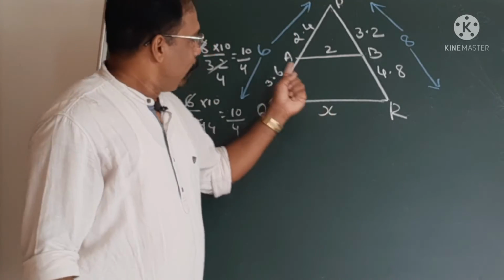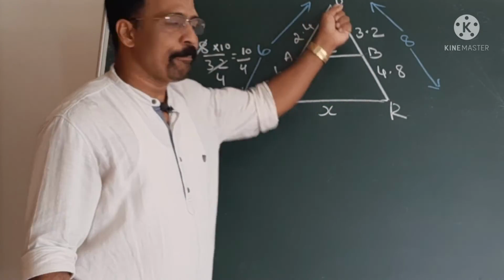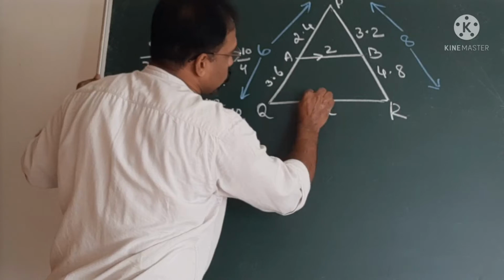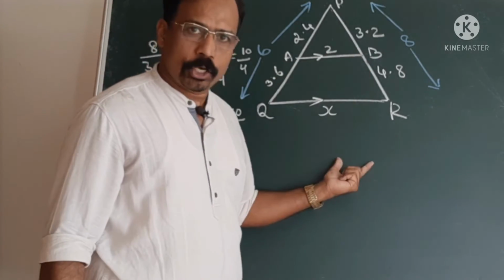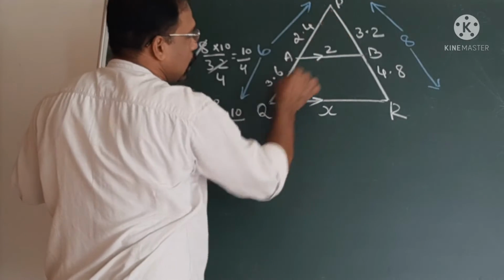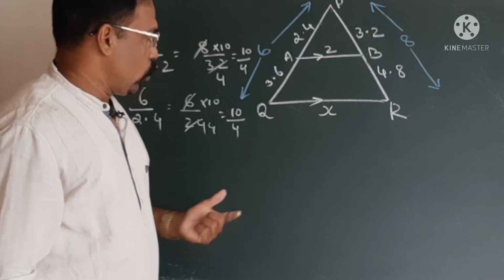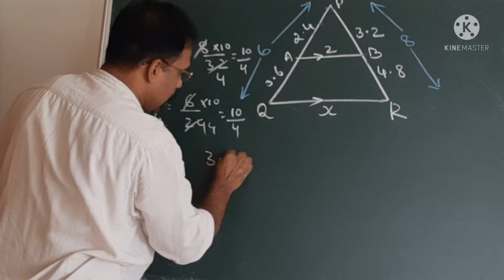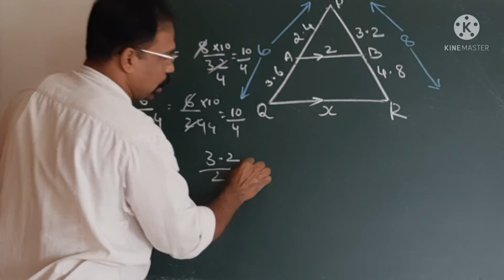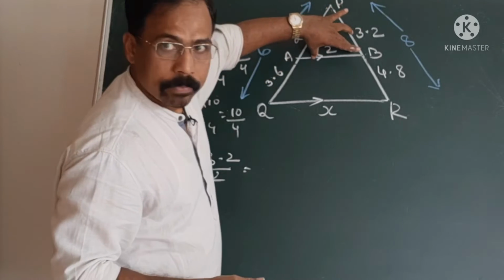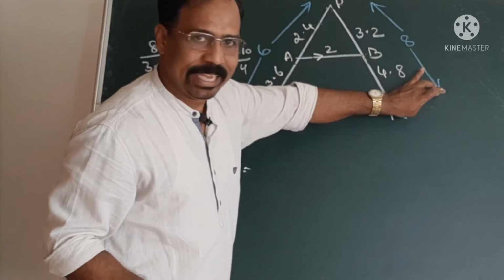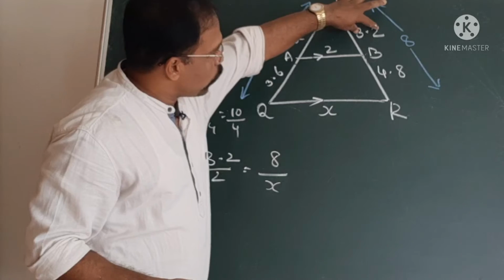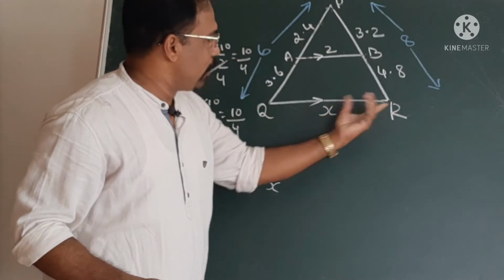So that means this line is cutting both sides proportionally. So we can say that this AB is parallel to QR. If AB is parallel to QR, this triangle is similar to the bigger triangle. So let us apply the basic proportionality theorem. Side 3.2 divided by this, that is 2, is equal to, that is this side, so the bigger side is 8, 8 divided by x. So 3.2 divided by 2 is equal to 8 divided by x.